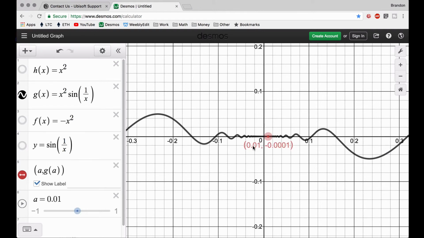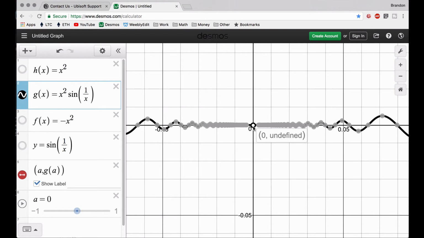So notice right there, when x is 0.01, that y value is really close to 0. However, when we let this x value become 0, notice the dot is gone, because really the function is not defined when x is 0. And to show you that even more, let's look at that hole. So I've zoomed in quite a bit, and hopefully you do see there, when x is 0, the function is undefined. However, that limit is approaching 0.